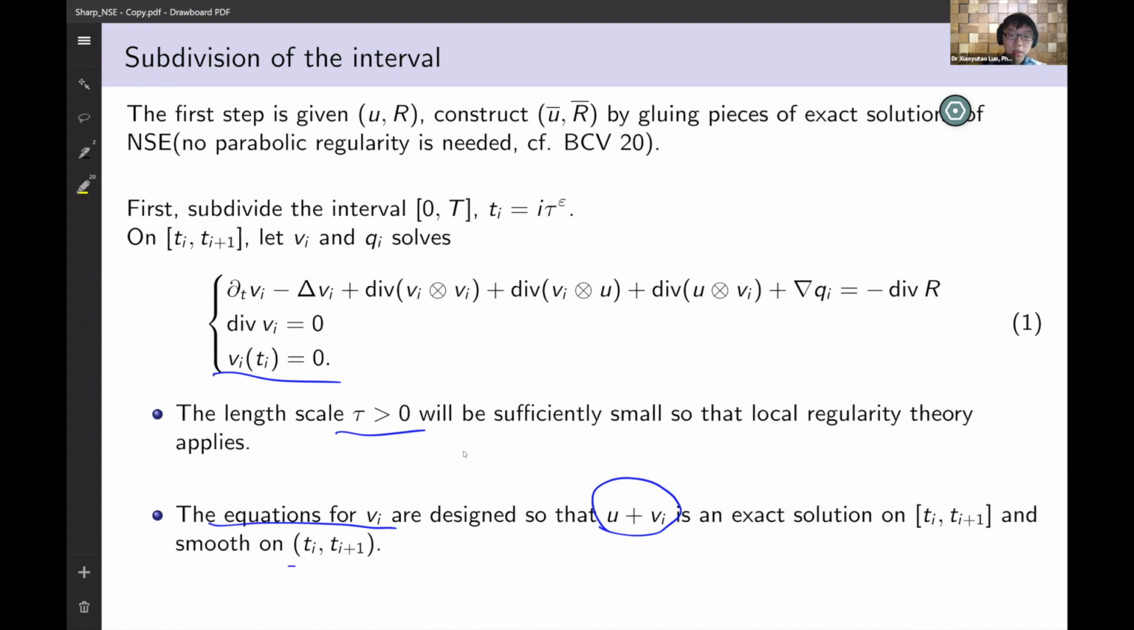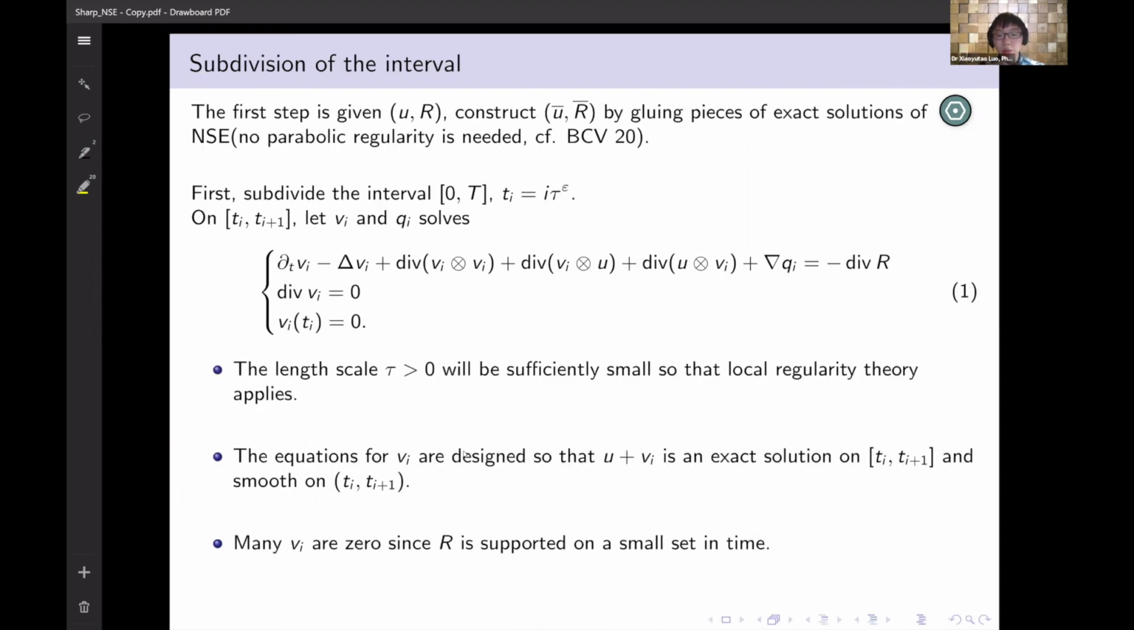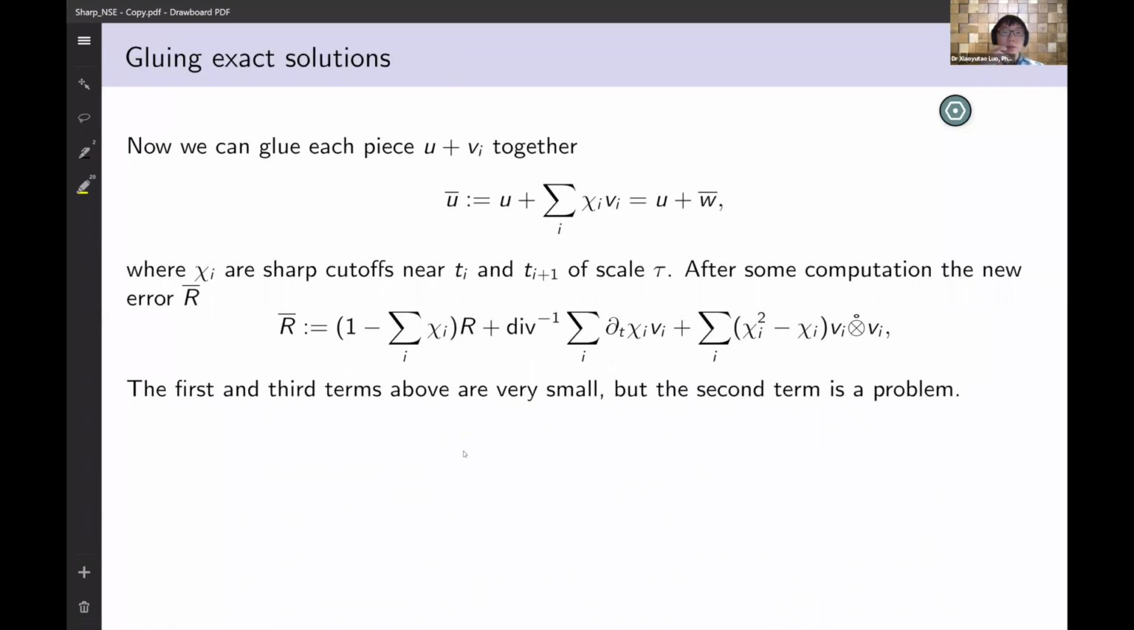Okay? So in particular, this U plus VI will be smooth on the interior of each interval. And because the given data are supported on a small set in time, many VIs will be 0. Now we have pieces of exact solutions, right? So U plus VI solves the Navier-Stokes on each interval. So I'll just take a cutoff. This is chi I. It's 1 most of the time, but it decays very sharply near these two ends, Ti and Ti plus 1. The length is tau to the epsilon, and epsilon is very small, and the cutoff scale is tau. So this cutoff is very sharp compared to the length of the interval.